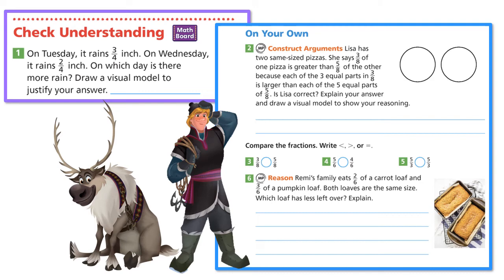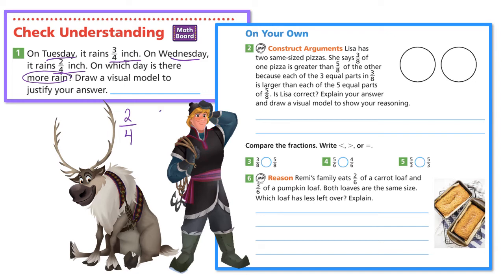Number 1, on Tuesday, it rains 3/4 inch. On Wednesday, it rains 2/4 inch. On which day is there more rain? Draw a visual model to justify your answer. So we're comparing 3/4 inch on Tuesday and on Wednesday, 2/4 inch. And we want to know the day where there was more rain. So we want the greater fraction. And it asks us to draw a visual model to justify our answer. But before we do that, let's look at the two fractions side by side and see what we notice.